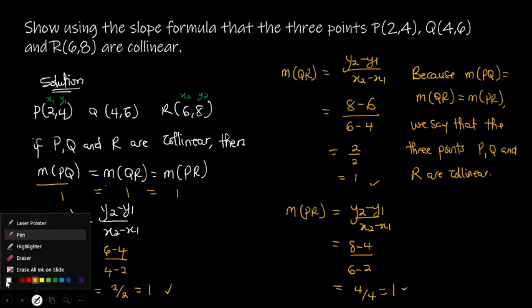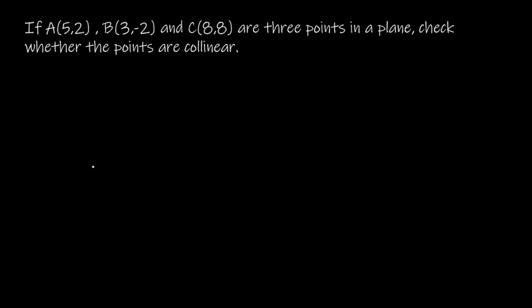Alright, so let's go ahead and have a look at another example. If A with the coordinate 5, 2, B 3, negative 2, and C 8, 8 are 3 points in a plane, check whether the points are collinear or not. Alright, so let's write down our solution. You can go ahead and try calculating the gradient for the points AB, BC, and then AC to see if you will get the same answer for the gradient.